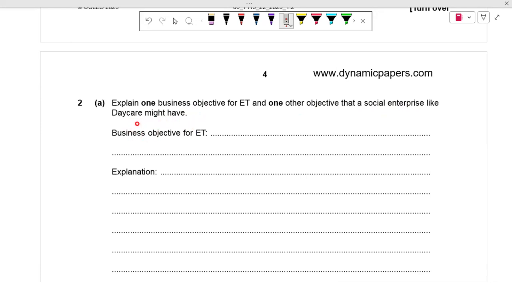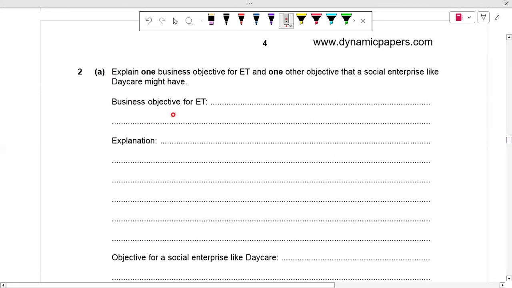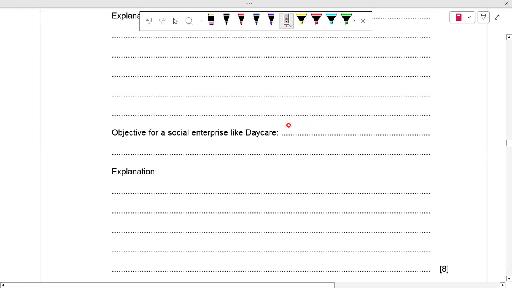Okay, so first of all, we will discuss the business objective of ET. ET is basically the business, and after that, we will explain this. When we are writing the business objective of ET, it will be our knowledge. When we are extracting some information from the case, it will be our application. And when we are analyzing that business objective, this will be our analysis, chain of analysis point. The same thing will go with the objective for a social enterprise like daycare.